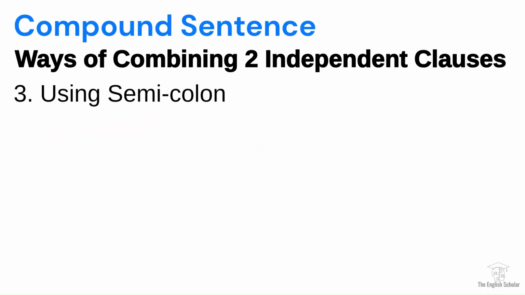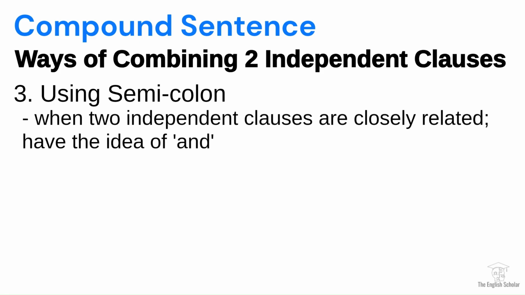The third way of forming a compound sentence is by combining independent clauses by using just semicolons. It might sound so simple, but before we consider using it, we need to consider one condition. When there are two simple sentences or independent clauses that are closely related to each other and have the idea of and, a semicolon by itself can be used.